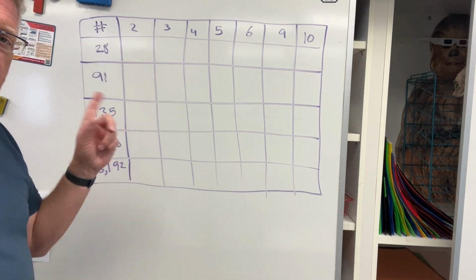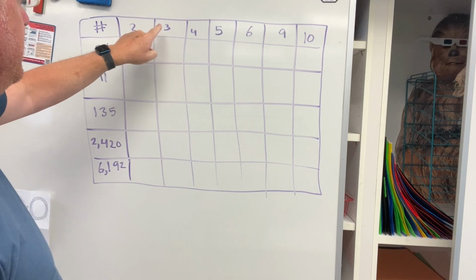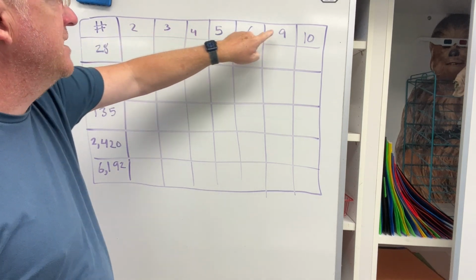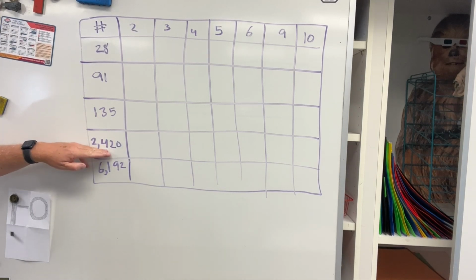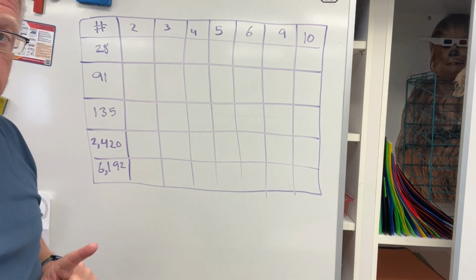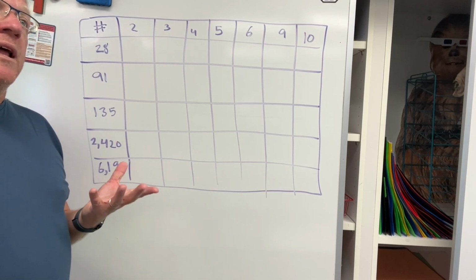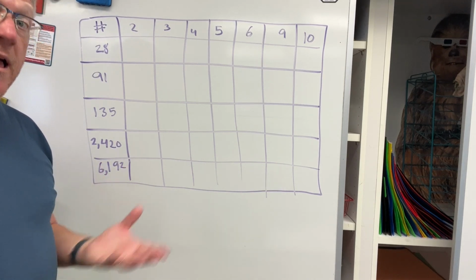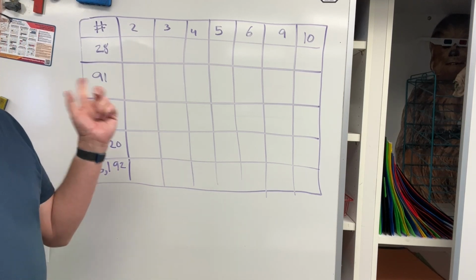So copy this table down, or at least the numbers and the columns of 2, 3, 4, 5, 6, 9, and 10. And the numbers 28, 91, 135, 2,420, 6,192. Pause the video and do it. This is just to see if you can answer these questions on your own, and then we'll go over it on this video. All right, so pause the video right here. Try and solve these yourself.